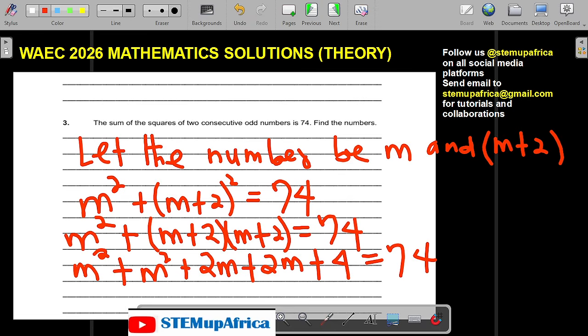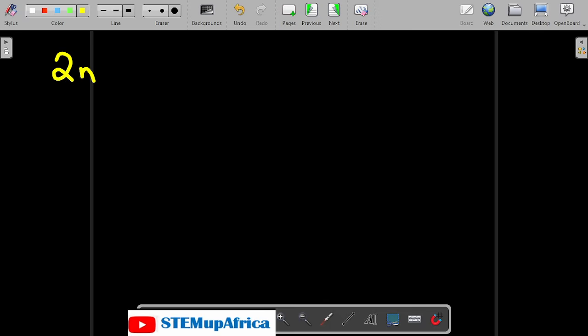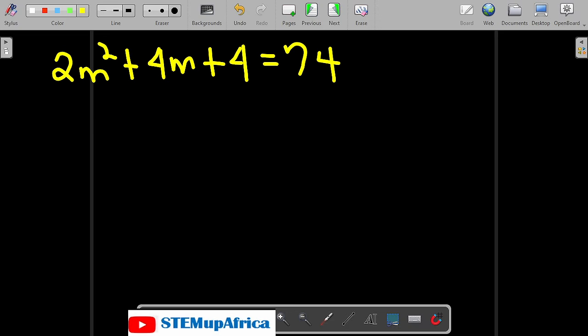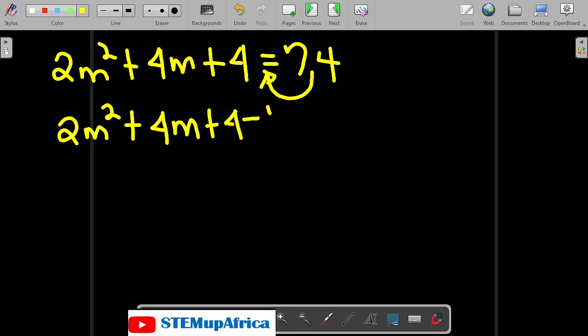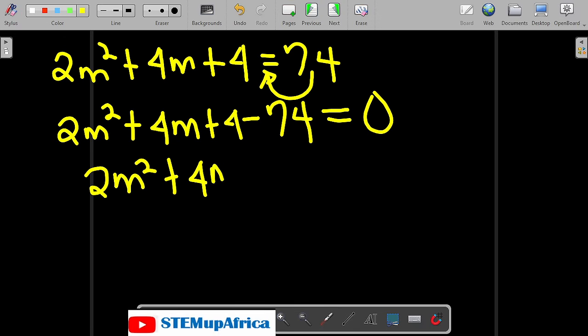So I will add those I can add. I can add m squared to m squared, I can add 2m to 2m. I'm going to have 2m squared plus 4m plus 4 is equals to 74. So I can transfer 74 to the left hand side. It becomes a negative value. I'm having 2m squared plus 4m plus 4 minus 74. There's nothing left in the right hand side, so the result becomes 0. So I'm having 2m squared plus 4m minus 70 is equals to 0.